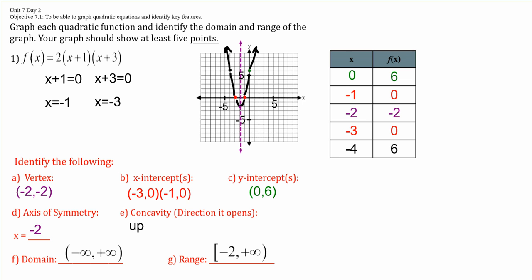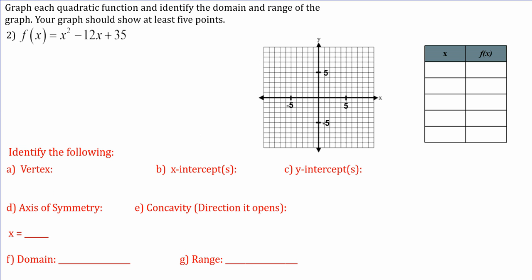And that is a successful graph of your quadratic function written in factored form, and we know all the key features about it: the vertex, the x and y intercepts, axis of symmetry, concavity, domain, and range. Let's take a look at another function.